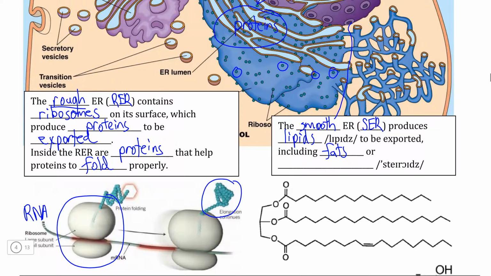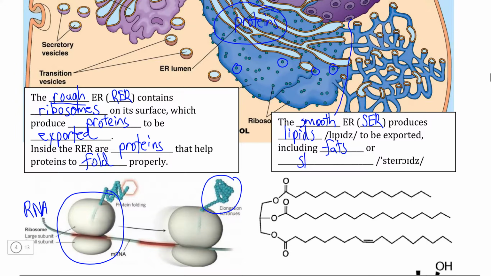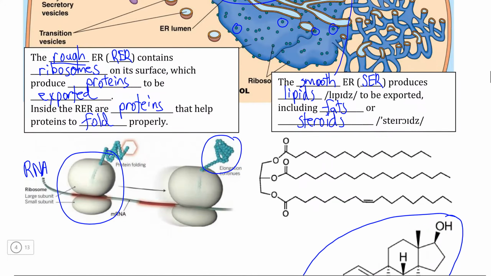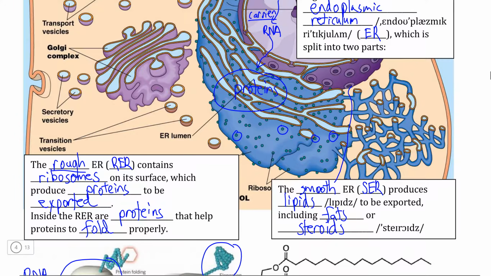The other family of lipid-based nutrients produced in the SER are what we call steroid molecules, an example of which is this molecule here, and many steroids that are produced in cells function as hormones, which are chemicals that one cell will use to communicate with another cell in a different location in the body.